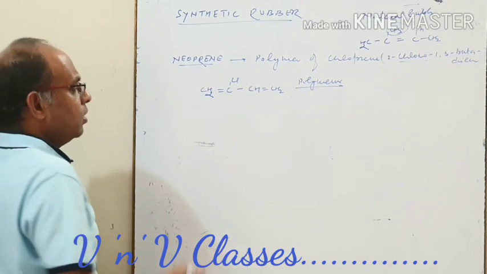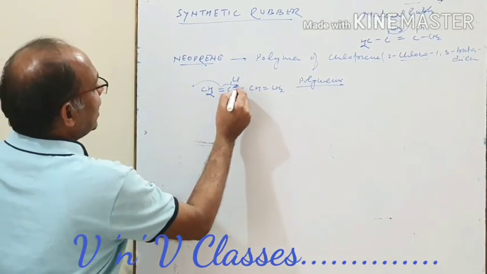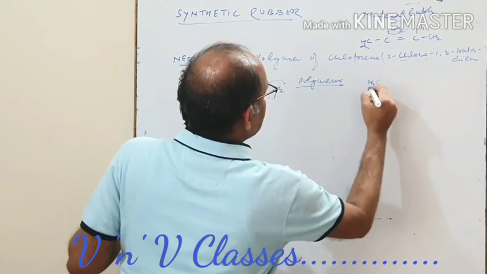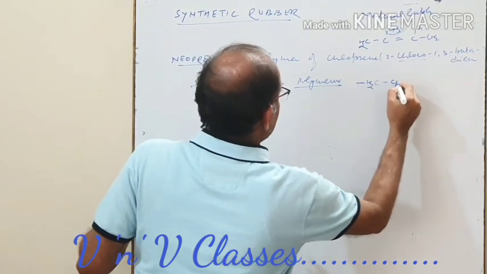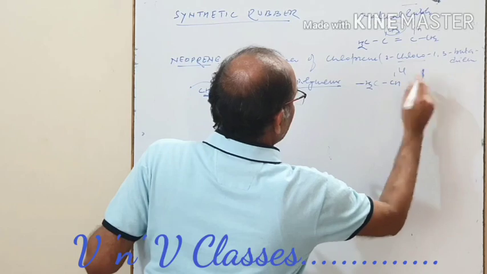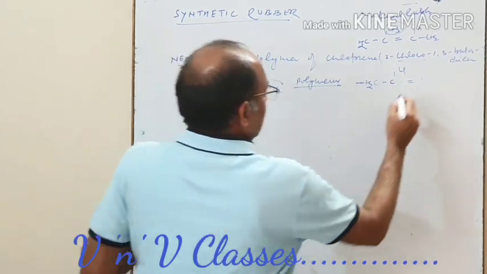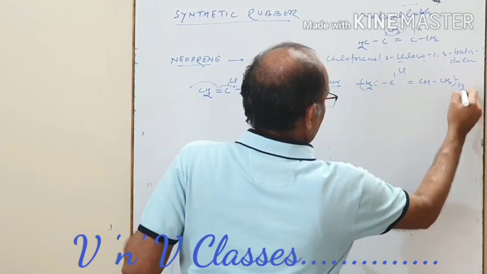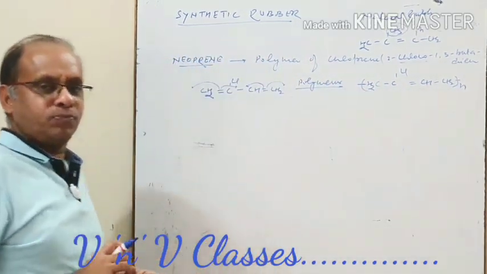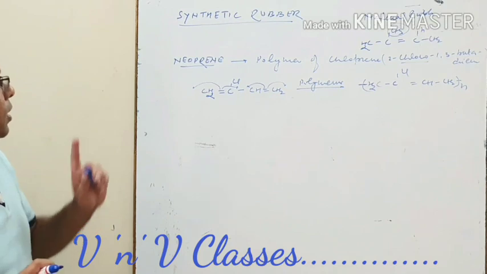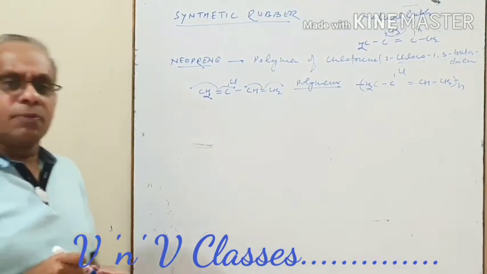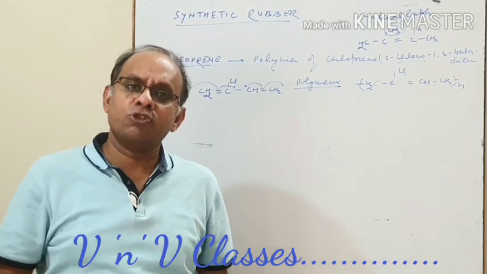Exactly, it polymerizes. And how does it polymerize? Same process, my dear. The bond opens on both sides as I told in the case of natural rubber, and you get this polymerized form. CH2 single bond C(Cl) double bond CH, single bond CH2. The bond is open on both the sides. This is neoprene.